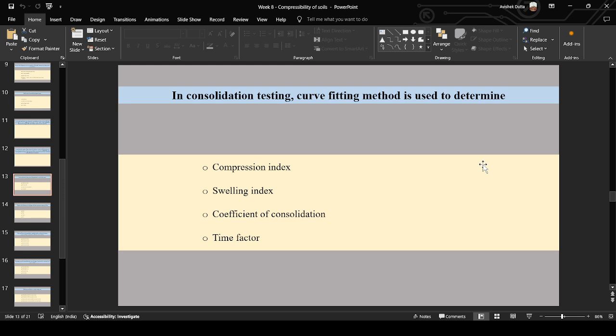I'll repeat the question. In consolidation testing, curve fitting method is used to determine. The options are compression index, swelling index, coefficient of consolidation, or time factor.